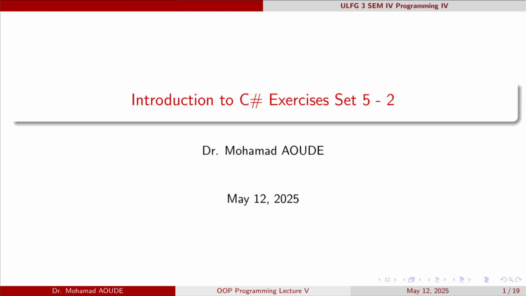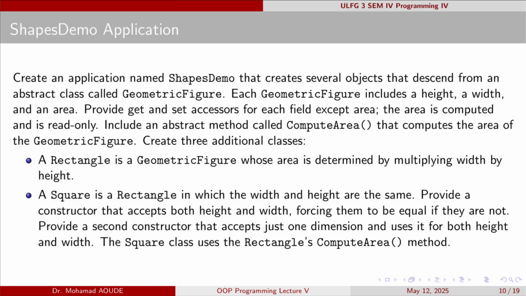We'll see how abstract methods in the base class define actions that all shapes must be able to perform, but leave the how to the specific shape class. This is key to designing flexible systems where different shapes can be handled uniformly. Now we move to problem 2, the shapes demo. This problem is a classic example of using abstract classes and implementing polymorphism in an inheritance hierarchy.